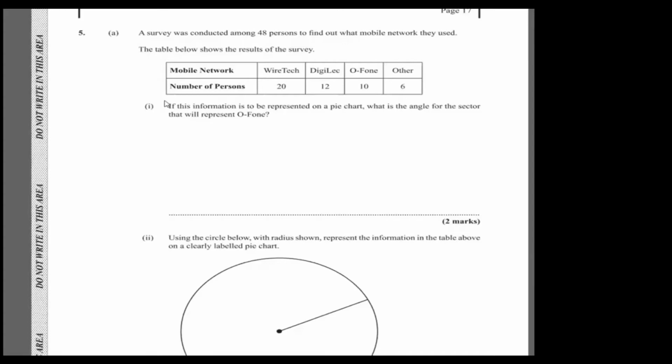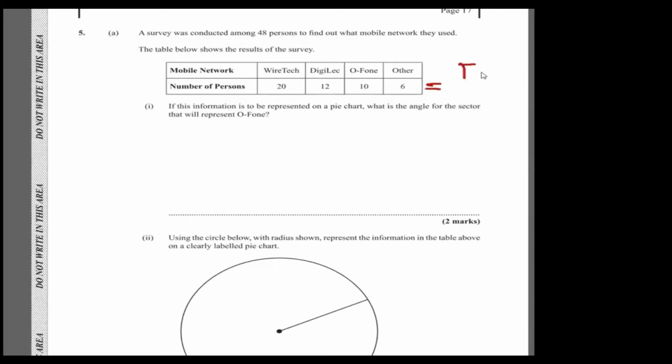It says the table below shows the result of the survey: WireTech, Digilec, Ophone, other. If this information is to be represented by a pie chart, what is the angle for the sector that will represent Ophone? Well, most of the people use WireTech, and what if people use Digilec? So first thing you need to do is add up the total.